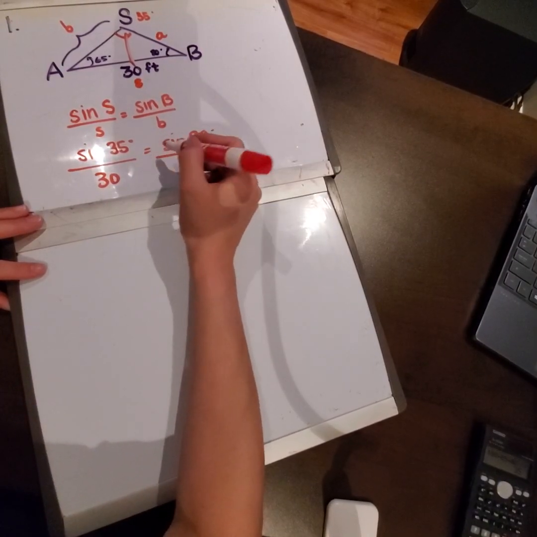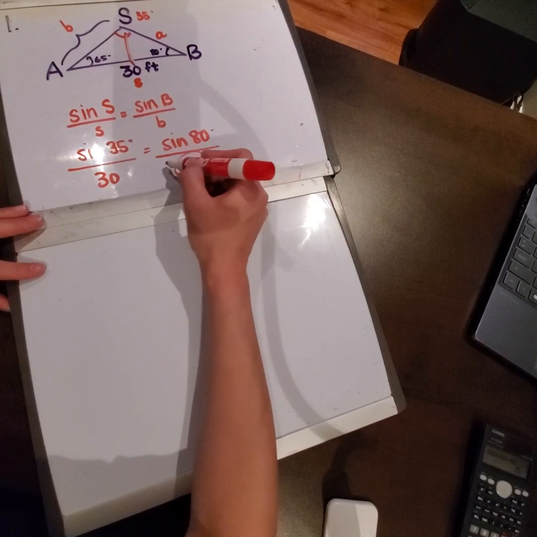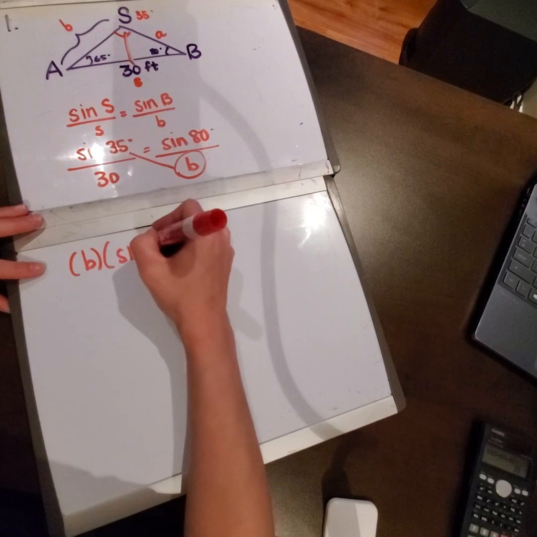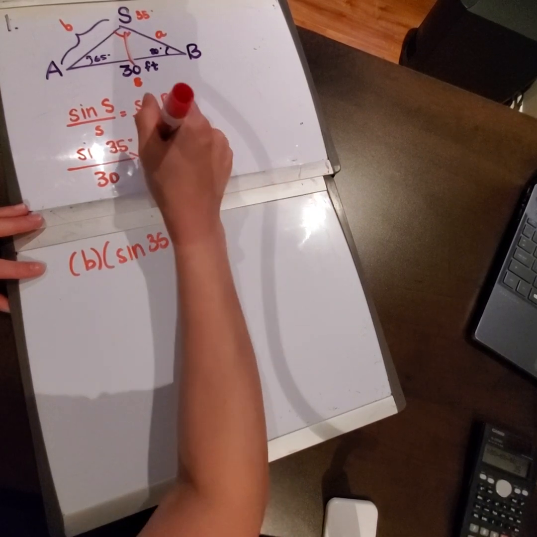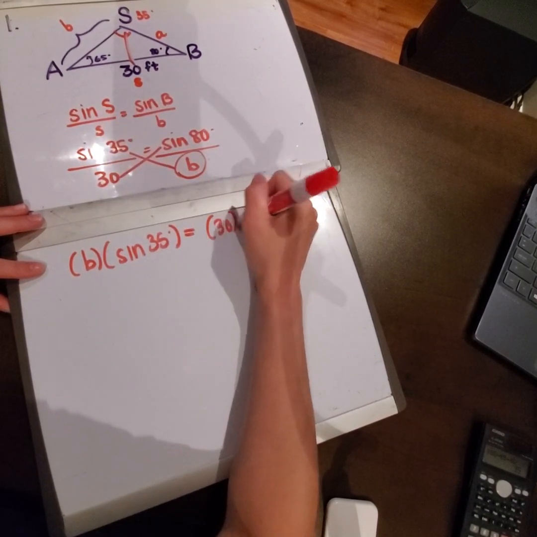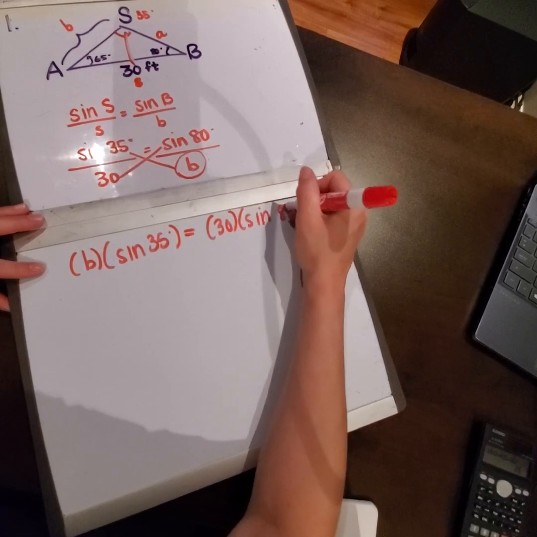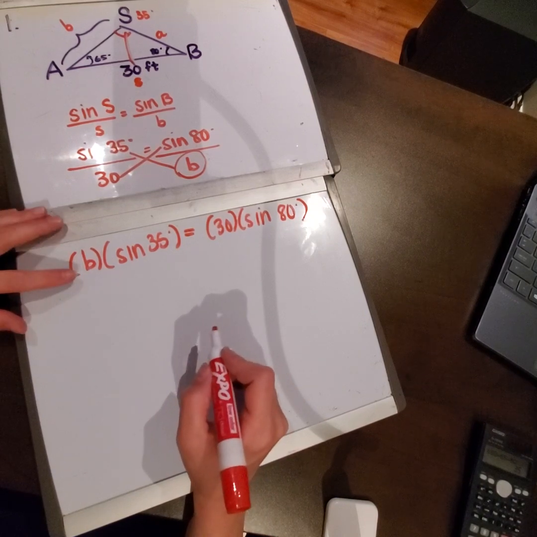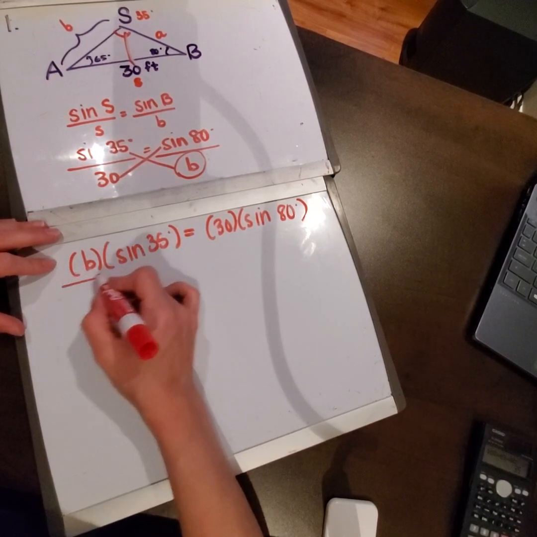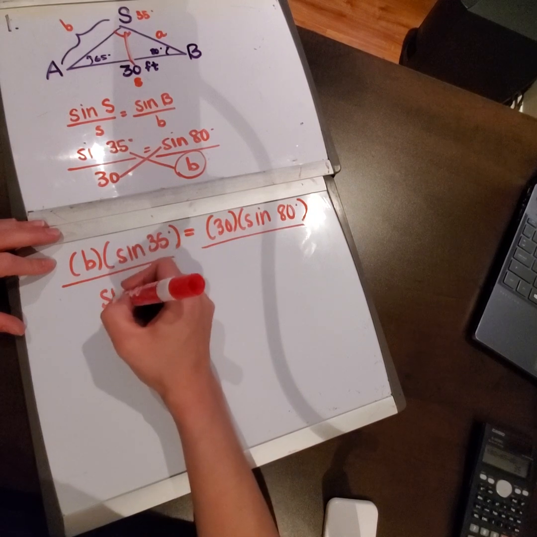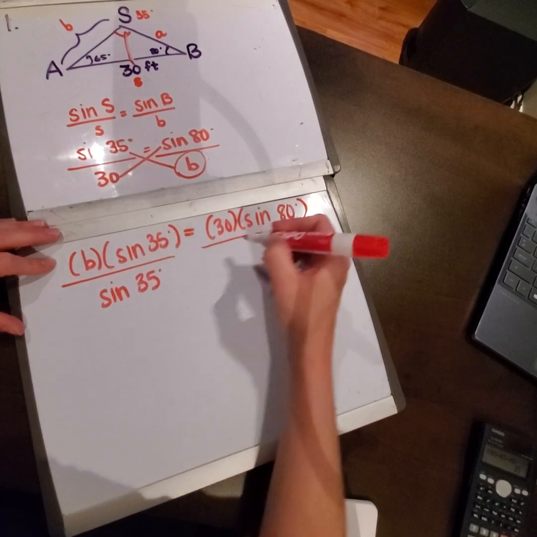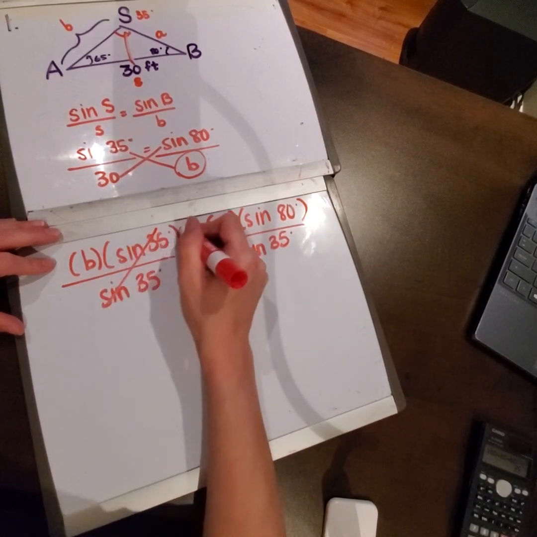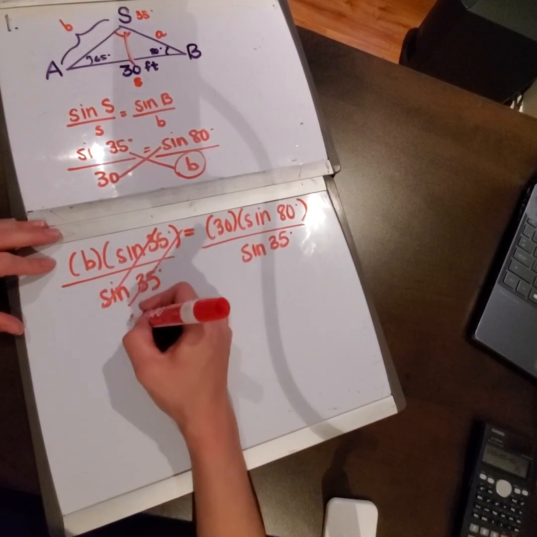Now I'm going to go ahead and cross multiply. If I'm trying to find little b, I'll multiply with that first. So that tells me that little b times the sine of 35 degrees is equal to 30 times the sine of 80 degrees. And if you had said the sine of 80 times 30, that's fine. You get the same answer. We want to isolate little b or get it by itself, but it's being multiplied by the sine of 35 degrees. So I'm going to divide both sides of the equation by the sine of 35 degrees. When I do that, these guys cancel, which is exactly what I wanted.